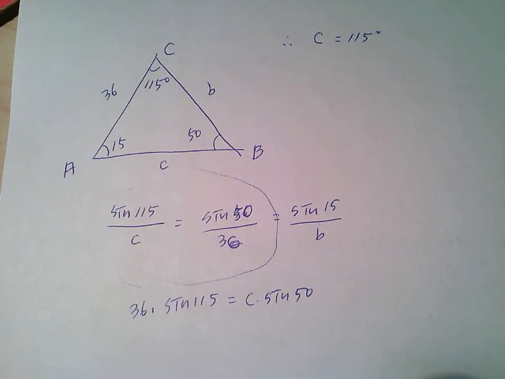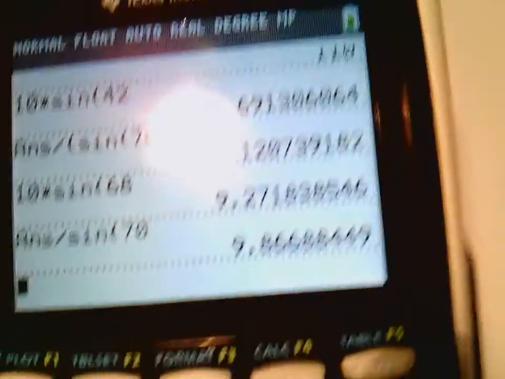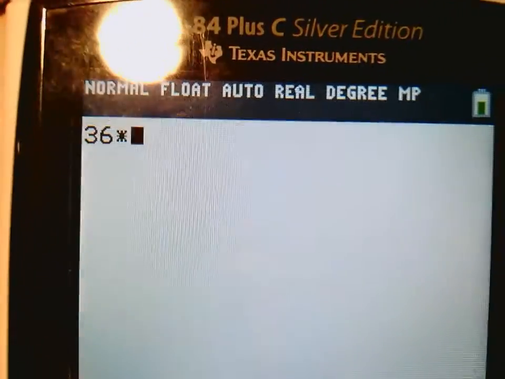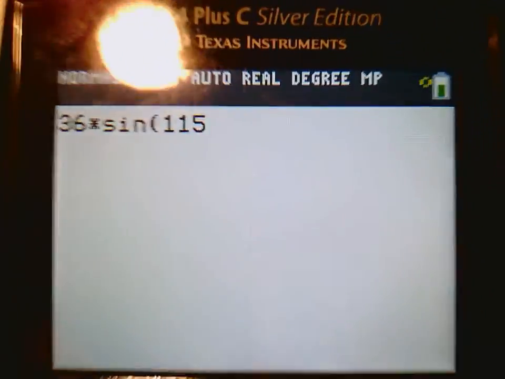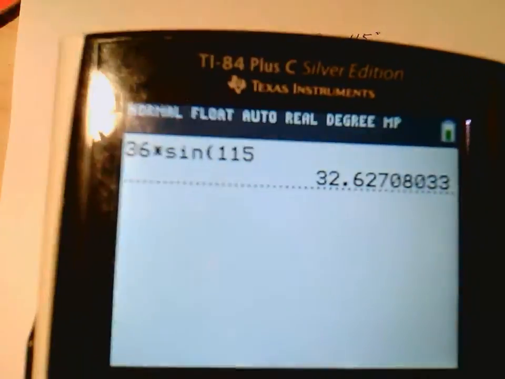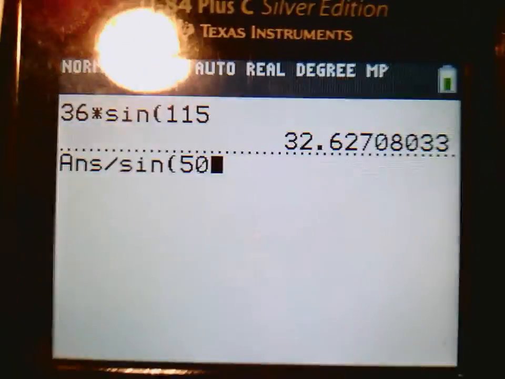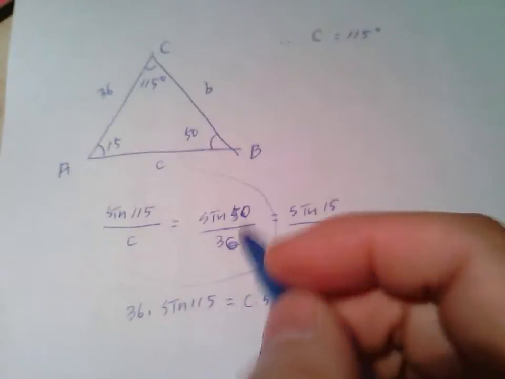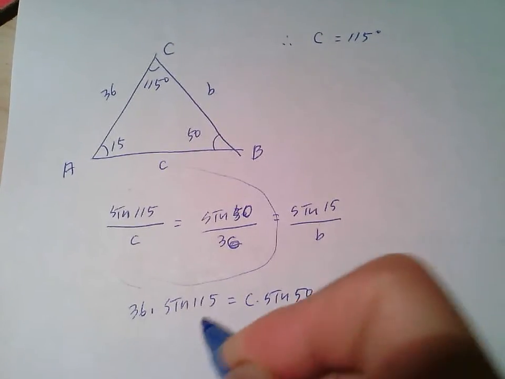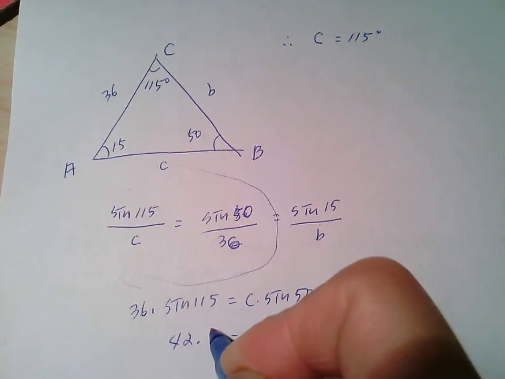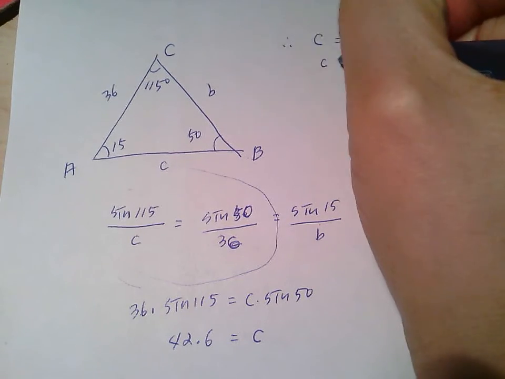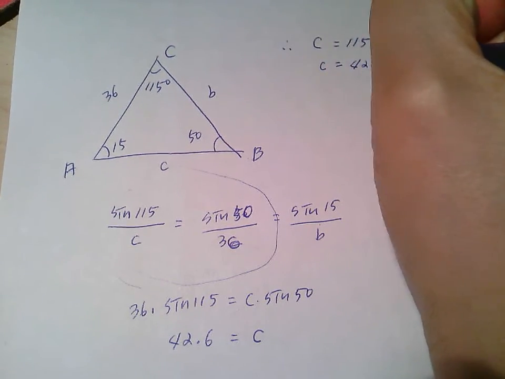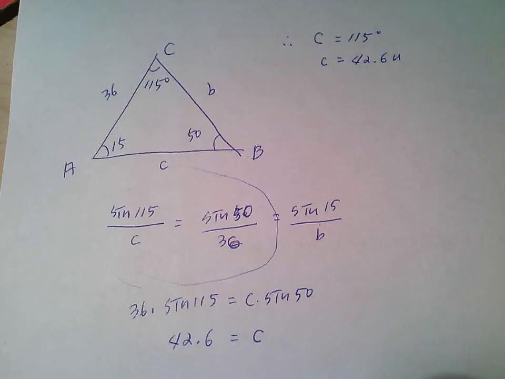Okay. So 36 times sine of 115. And you're going to divide that by sine of 15. So which is 42.6. So the length of C is 42.6 units.